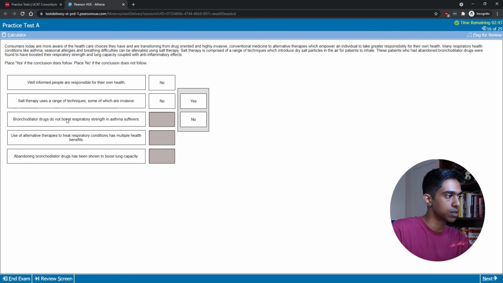Bronchodilator drugs do not boost respiratory strength in some asthma sufferers. This would be no. It's just talking about those patients who had abandoned them. So there's a chance they work, but abandoning it and using salt therapy is the point of the passage. Use of alternative therapies to treat respiratory conditions has multiple health benefits. Yes, that's this last sentence here. Abandoning bronchodilator drugs has been shown to boost lung capacity. So no, that's just the salt therapy, I think.